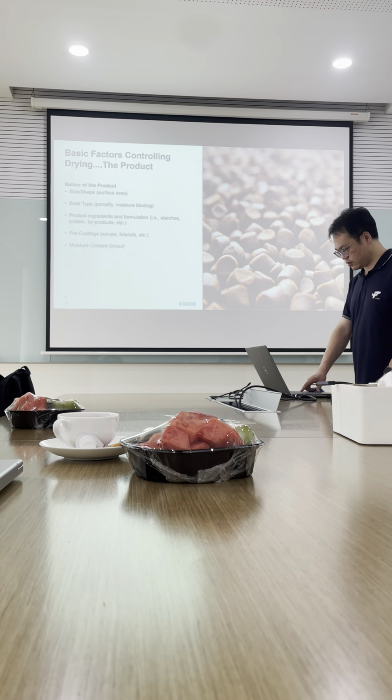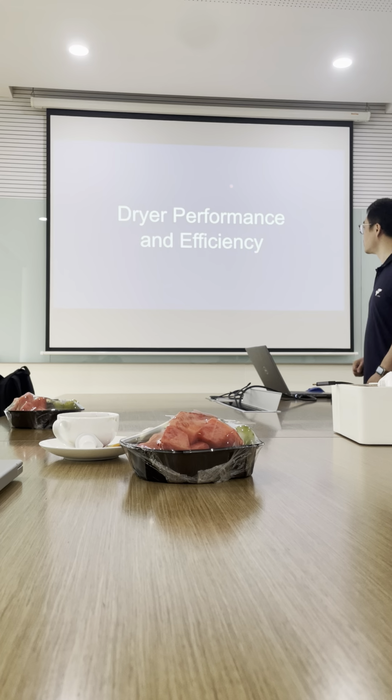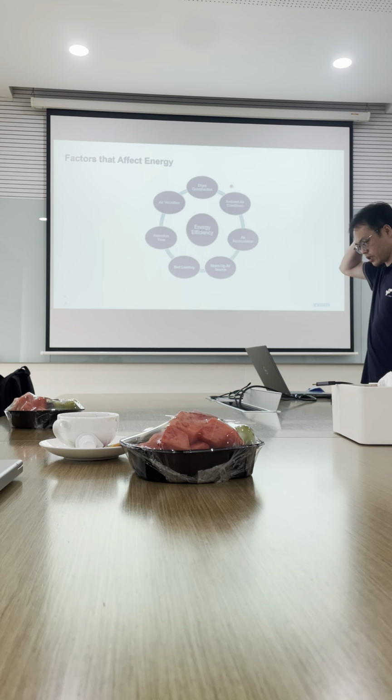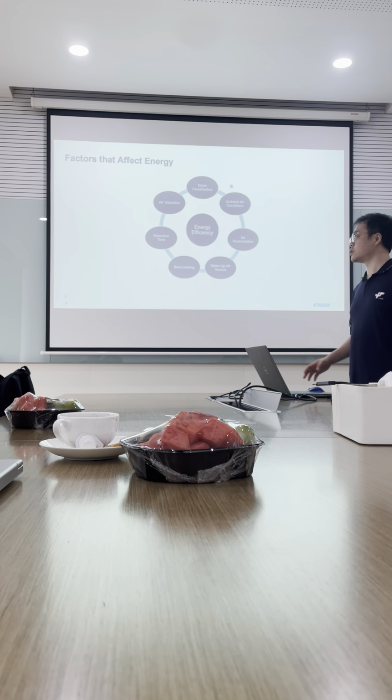Next is about the performance and efficiency. As we know, for dryer energy consumption there are many important factors such as dryer construction, air velocities, residence time, loading, and air recirculation. So during dryer conditioning, we need to consider all of these factors.